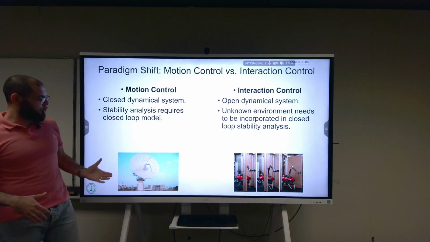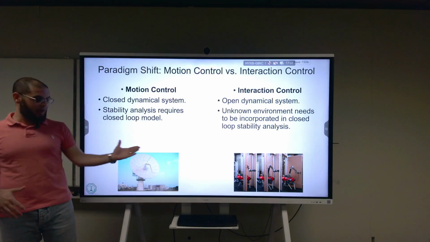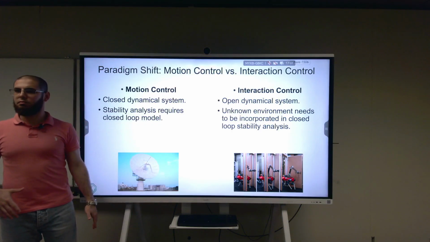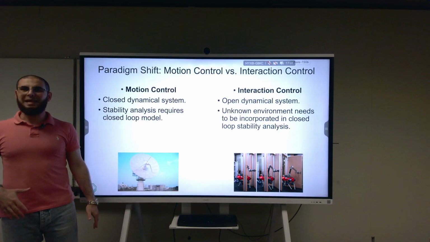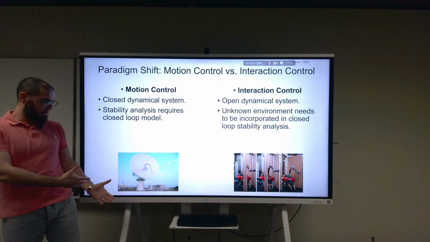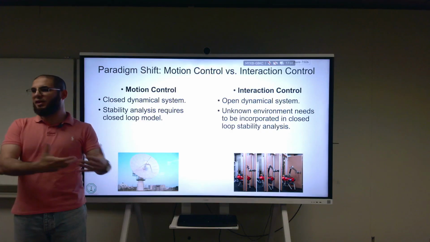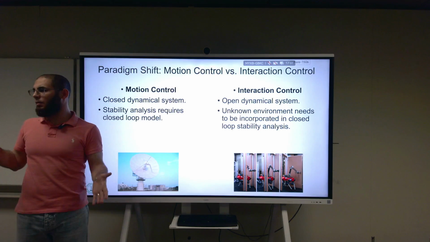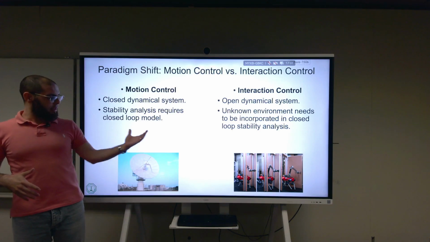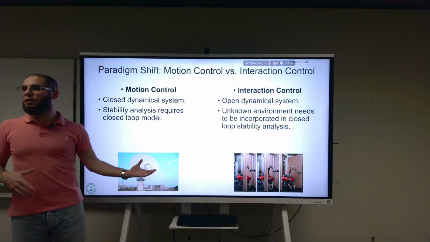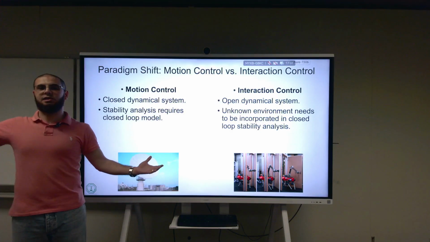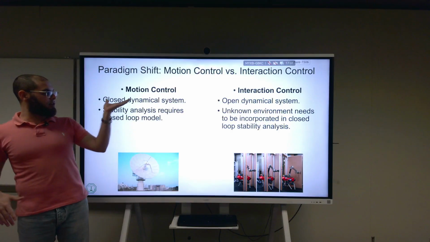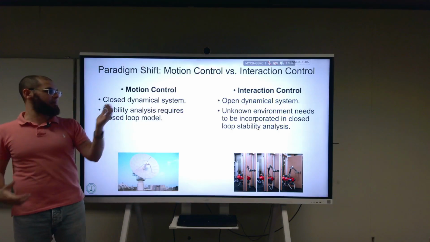In motion control, you have a closed dynamical system. Do you see here any environment? Mathematically, there is an environment. For example, we usually consider the environment everything we don't model. Friction can be in the environment, aerodynamics can be the environment. But usually, I don't model the environment itself, and I consider it as disturbances. And I treat the system I want to control as a closed dynamical system.